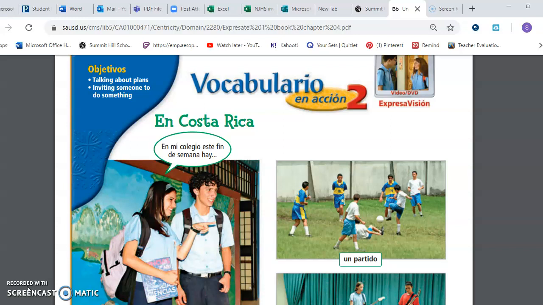Our objectives for this vocab are to talk about plans and to invite someone to do something. Notice that this is vocab 2 on chapter 4. So I'm just going to read these. Your job is to also go on the data page, and if we have time, we can go over this page of your vocab. On page 149, I'm addressing this.